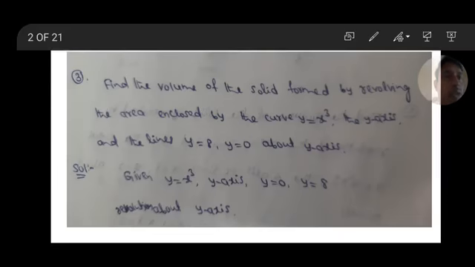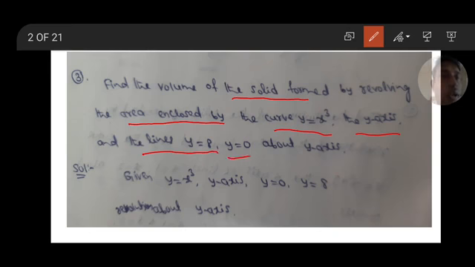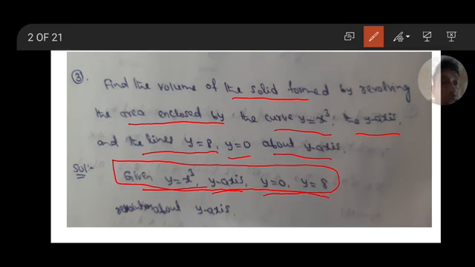So today's first problem: find the volume of the solid formed by revolving the area enclosed by the curve y equal to x cube, the y-axis and the lines y equal to 8, y equal to 0 about the y-axis. What is the given region? The given region is bounded by y equal to x cube, the y-axis, y equal to 0, and y equal to 8. This area is revolved about the y-axis.